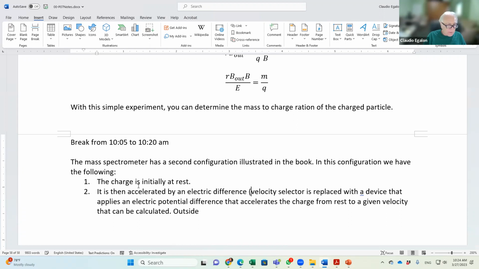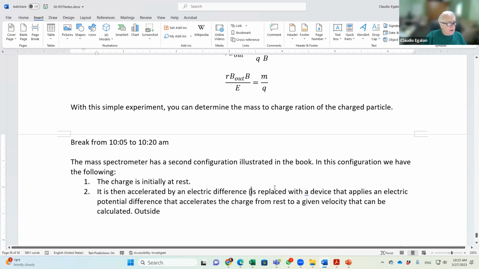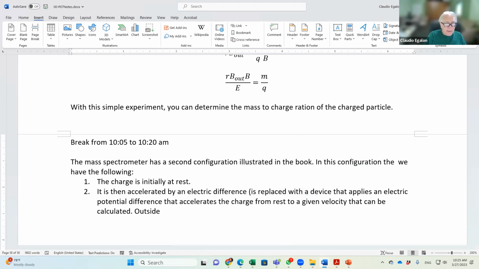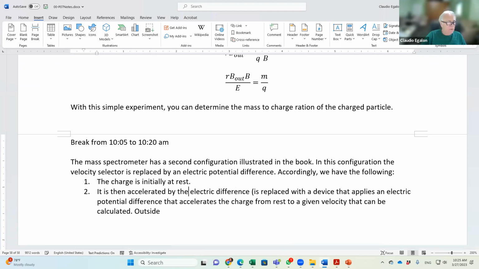In this case, the mass spectrometer has a second configuration in the book. In this configuration, the velocity selector is replaced by an electric potential difference. Accordingly, the charge is initially at rest. It is then accelerated by the electric potential difference.